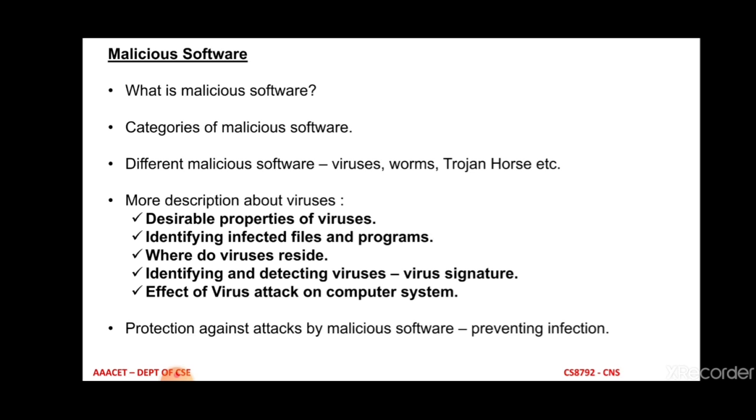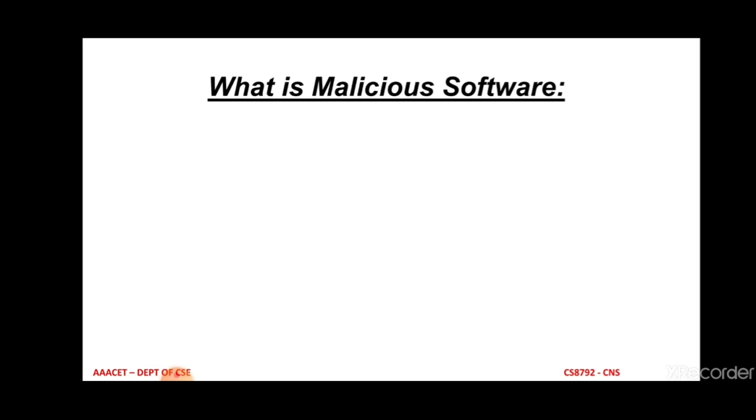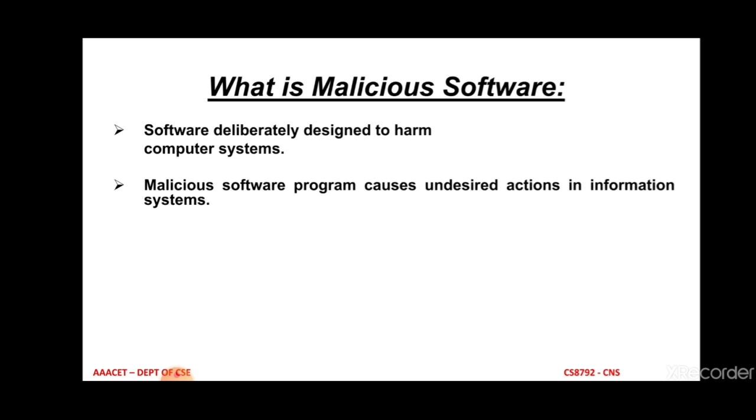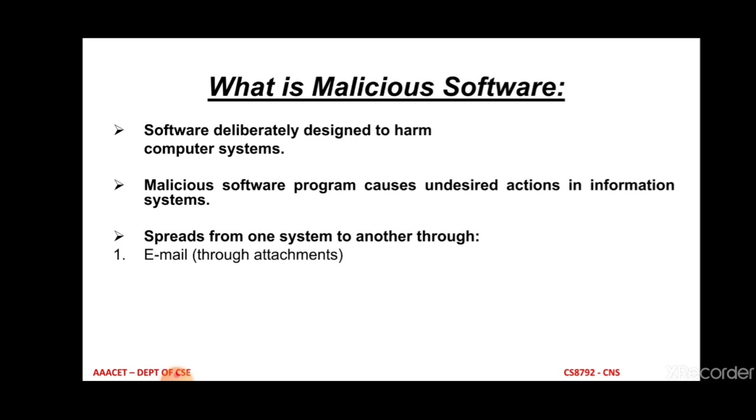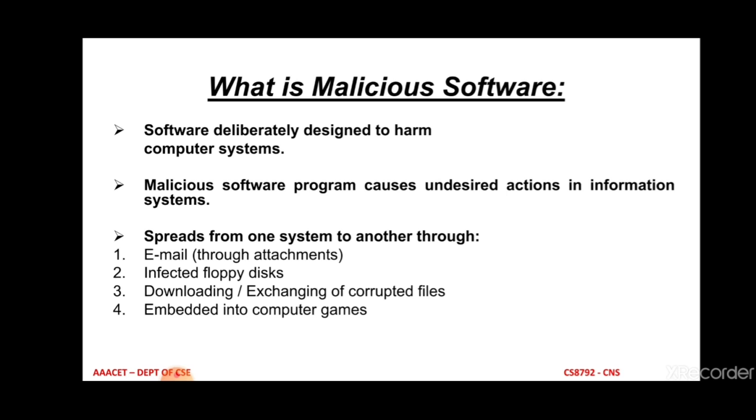So what does preventing infection mean? It is protection against attacks by malicious software. So what is malicious software? It is a software designed to harm computer systems. Malicious software is a program that causes undesired actions in an information system, and it spreads from one system to another through email attachments, infected floppy disks, downloading or exchanging of corrupted files, and by being embedded into computer programs or games.